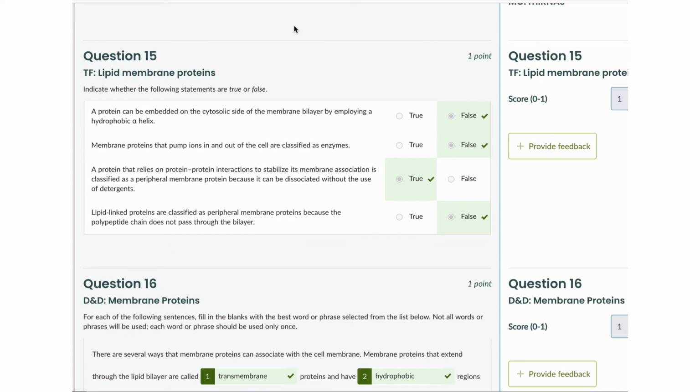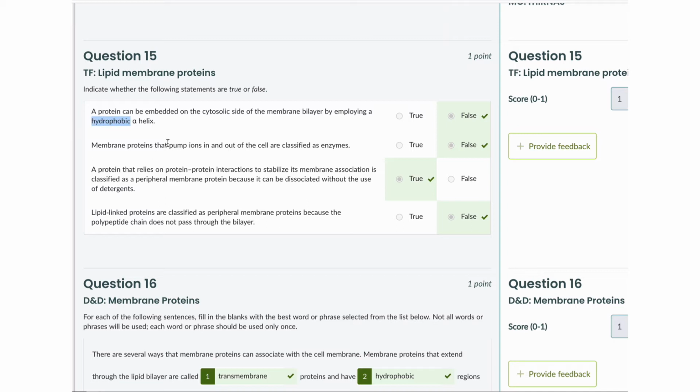Question 15, true or false? All of these are false except for the third answer. Let me quickly explain why. A protein can be embedded on the cytosolic side of the membrane bilayer by employing a hydrophobic alpha helix. Well, that's probably the toughest statement of all four of these options. And it is a little bit tricky. The incorrect term is hydrophobic.